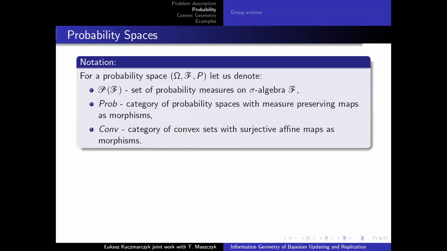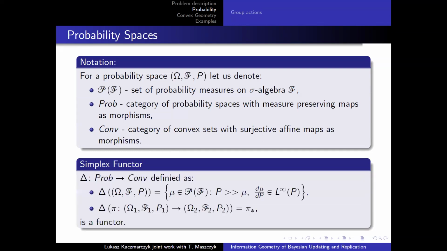And we will look for starters at two categories. The first one is just probability spaces with measure preserving measurable maps, i.e., if we have a map pi, then the condition imposed on the measures is that the one in the codomain is the direct image of the one in the domain. And the other one that we would like to jump into is the category of convex sets and morphisms being surjective affine maps.